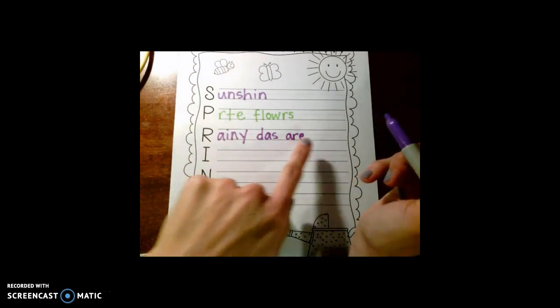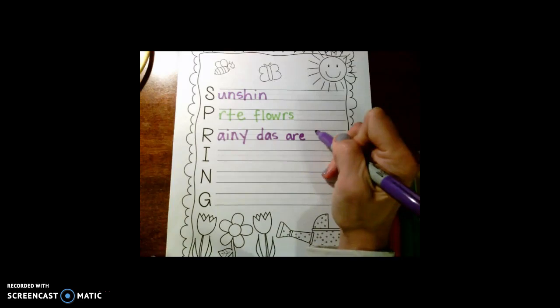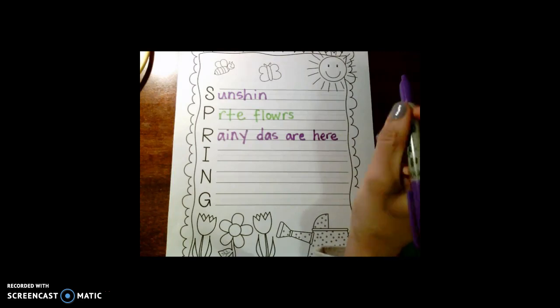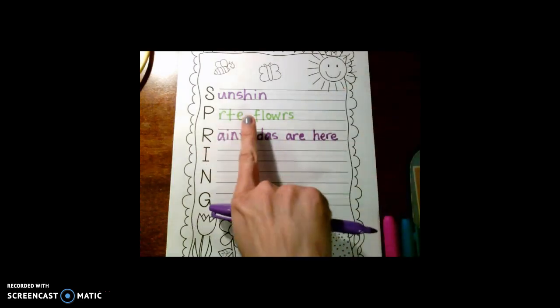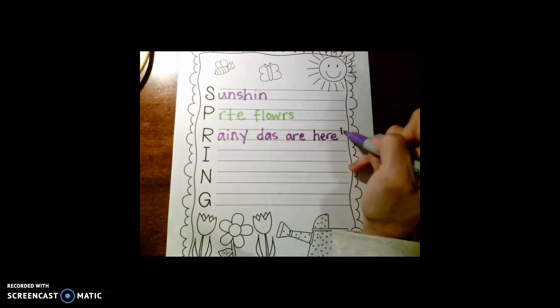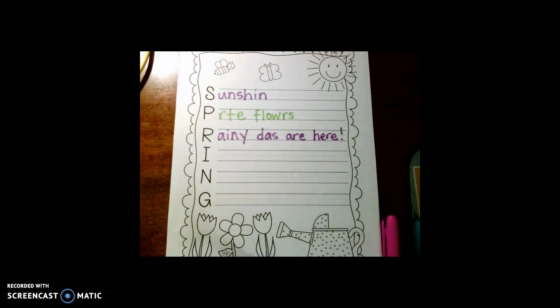Rainy days are here, and that's another sight word. Here. And I'm going to include some punctuation because I'm writing a sentence for this one. I've got capital letter, finger spaces, and punctuation, and I think I'm going to write an exclamation point to show that I'm excited about that.